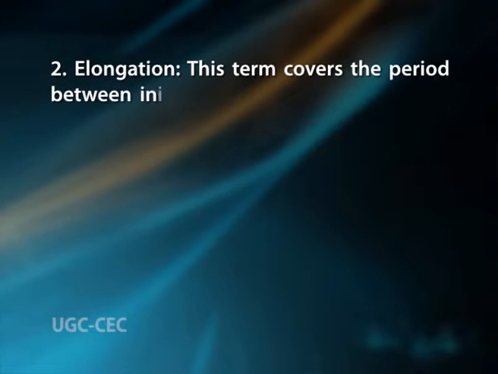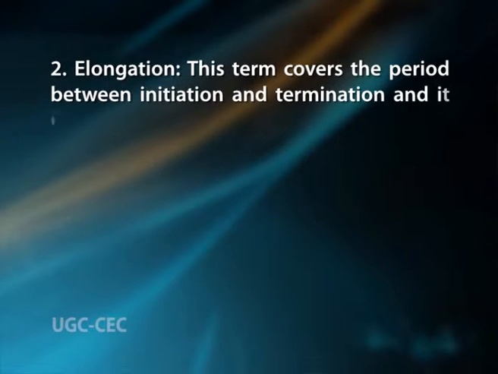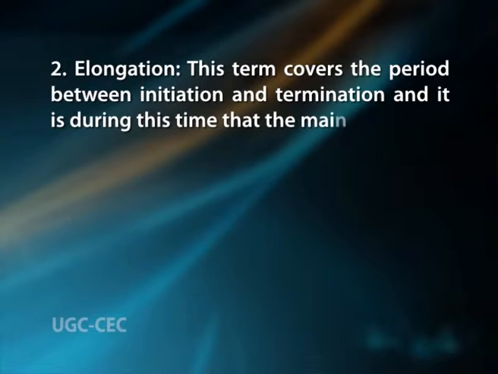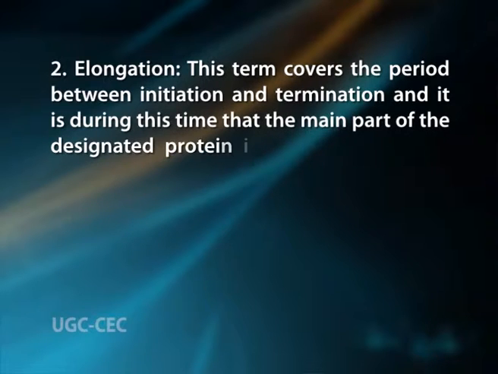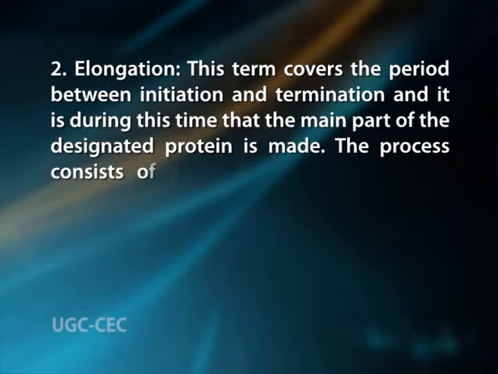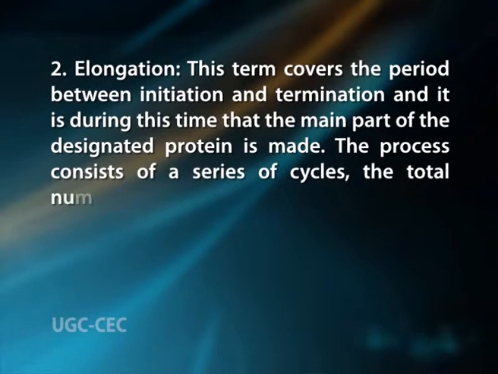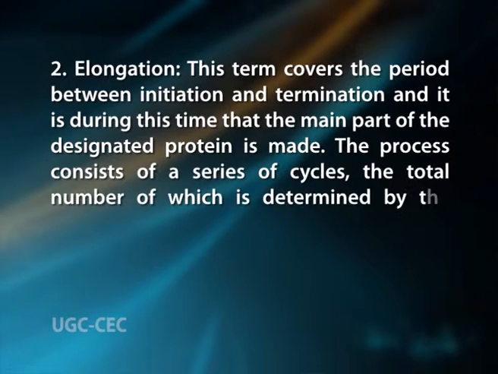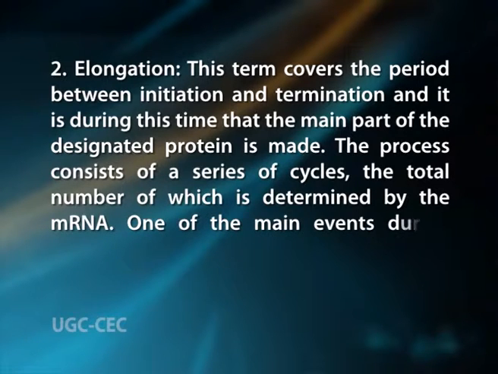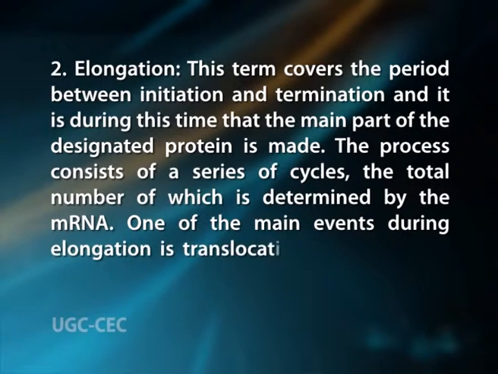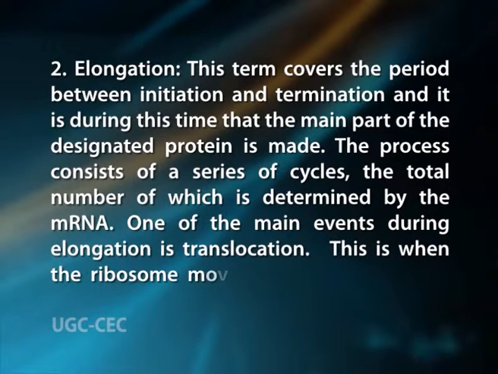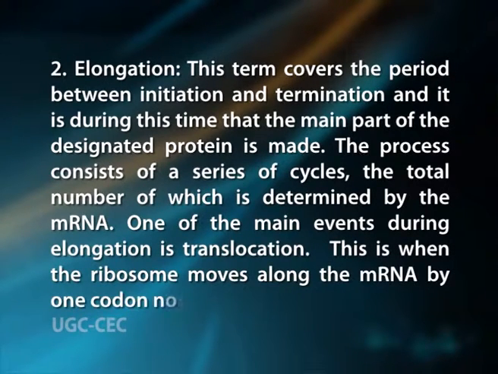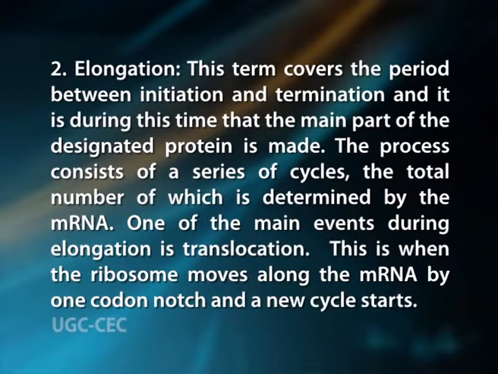acid glutamine. Elongation. This term covers the period between initiation and termination, and it is during this time that the main part of the designated protein is made. The process consists of a series of cycles, the total number of which is determined by the mRNA. One of the main events during elongation is translocation. This is when the ribosome moves along the mRNA by one codon notch and starts a new cycle.